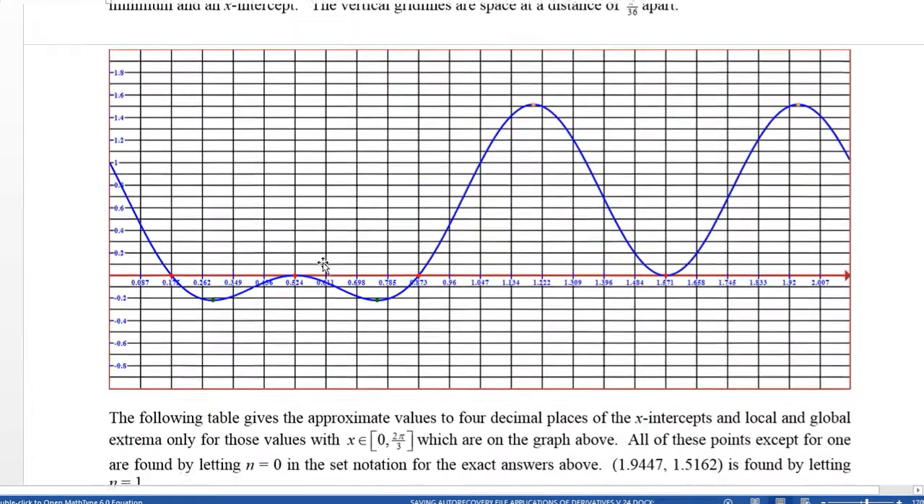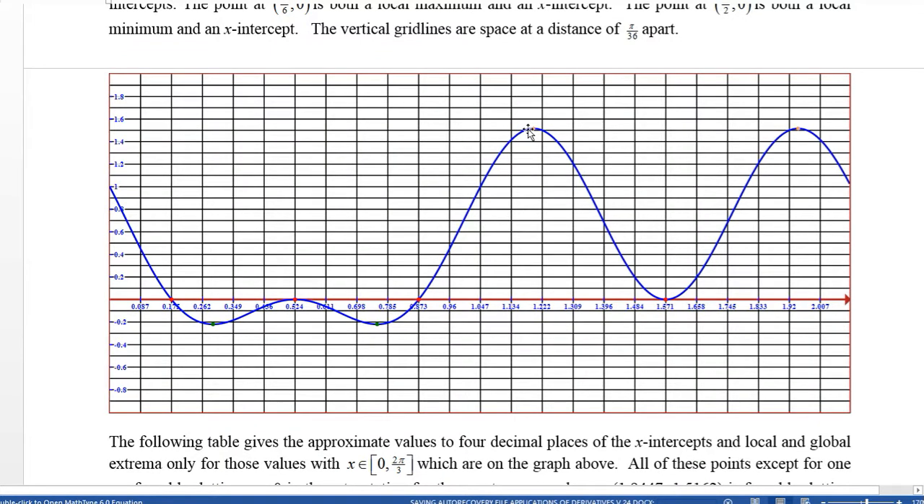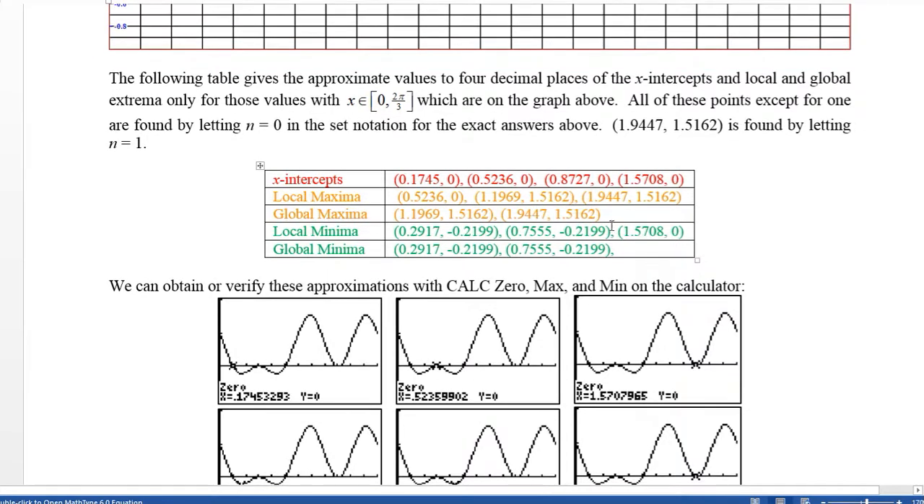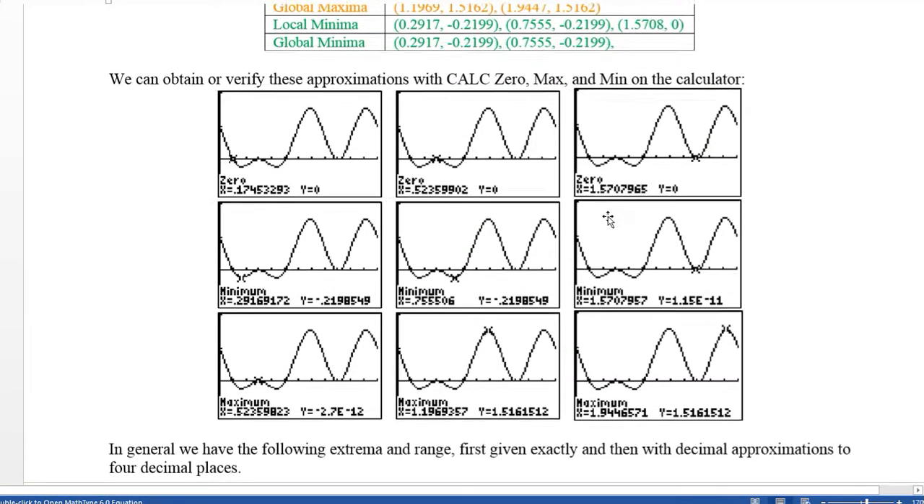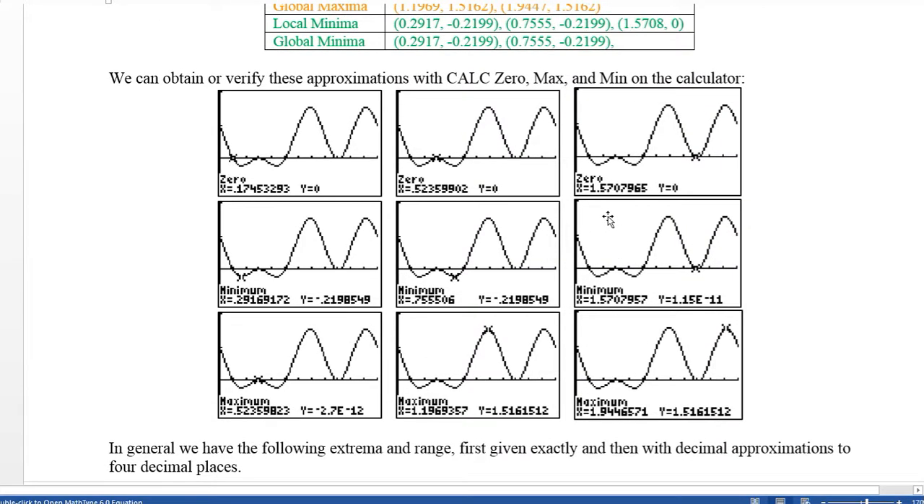Now, if you want to find the y values, both of these orange ones and any horizontal shifts of them have the same y value. And these two green ones have the same value. The red ones all have y value 0. Okay, and you see at least decimal approximations for what those are here. And you can check those with Calc Max and Calc 0.